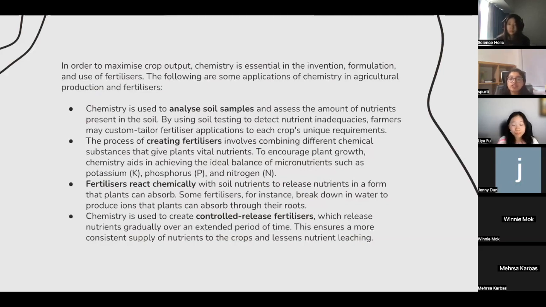So chemistry also helps creating something called controlled release fertilizers, which release nutrients gradually over an extended period of time. And this ensures a more consistent supply of nutrients to the crops and lessens nutrient leaching.